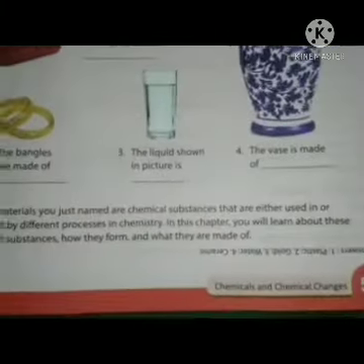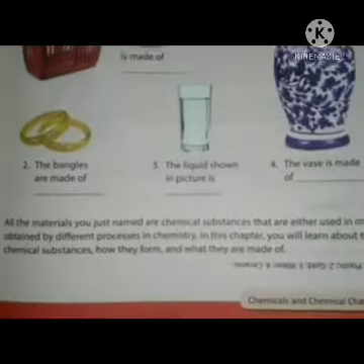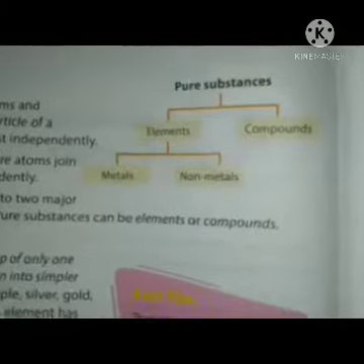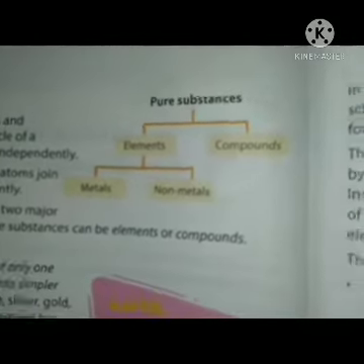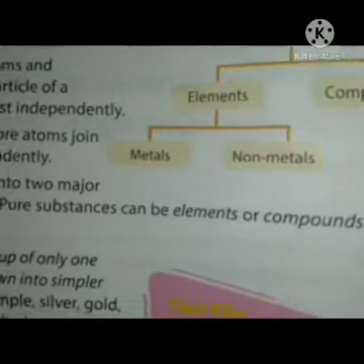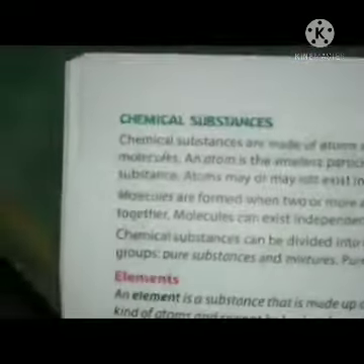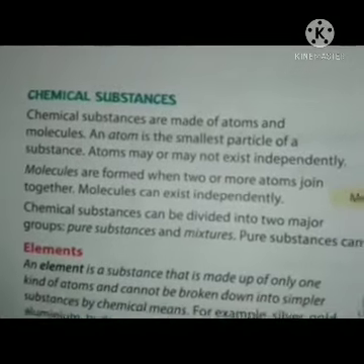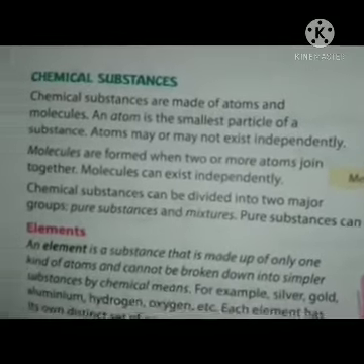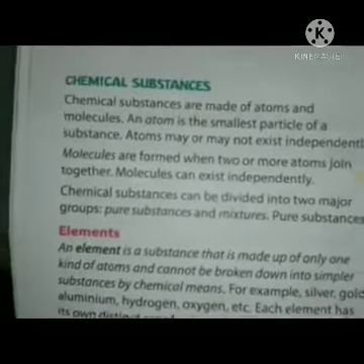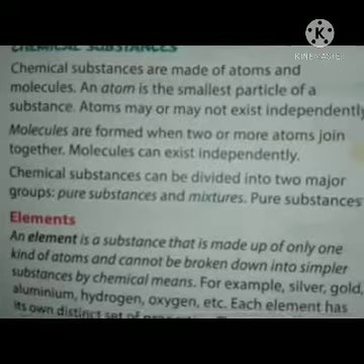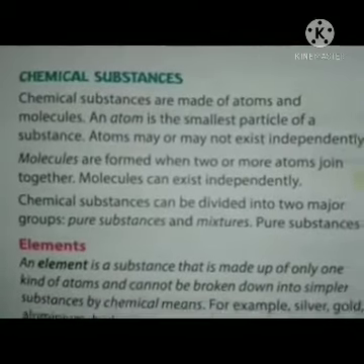Chemical substances means they are either used in or obtained from different processes in chemistry. In this chapter, we will learn about these chemical substances, how they are formed. Now, there are pure substances in nature which are termed as either elements or compounds. Elements are of two types, metals and non-metals. A chemical substance is made up of atoms or molecules. An atom is the smallest particle of a substance which may or may not exist independently, whereas molecules are always formed when two or more atoms combine chemically, and they always exist independently.